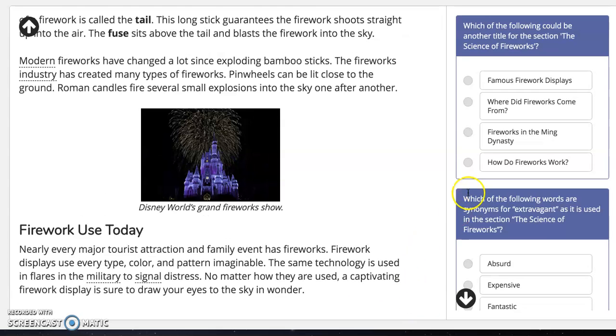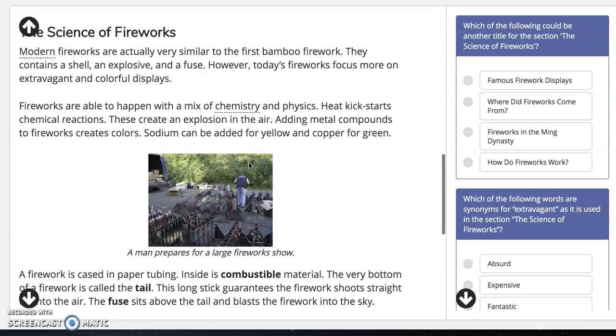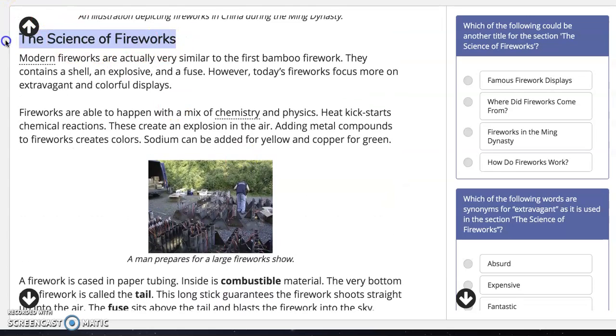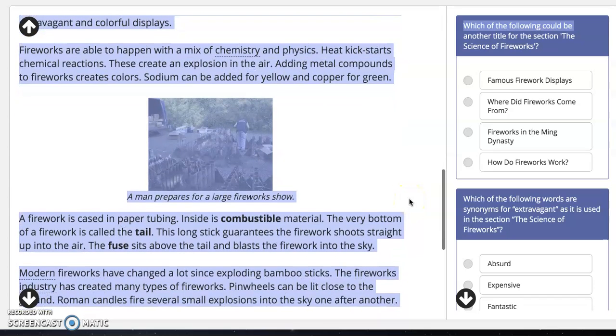All right, excellent. Now let's go ahead and look at our questions over here. First one says, which of the following could be another title for the section, The Science of Fireworks? So I'm asking this whole section here, The Science of Fireworks, how they work together, all that. What could be another name for it?